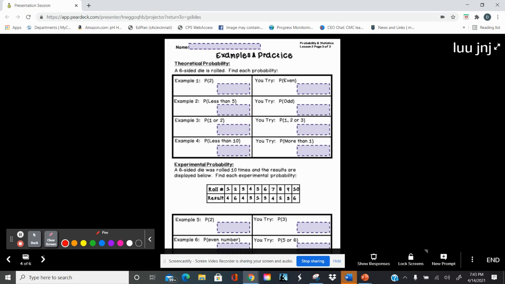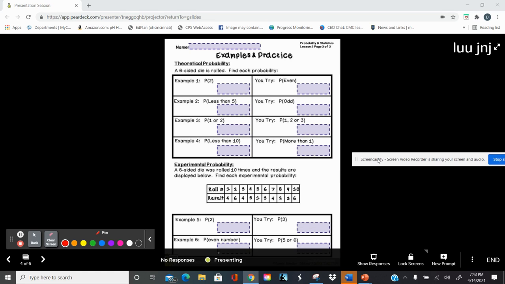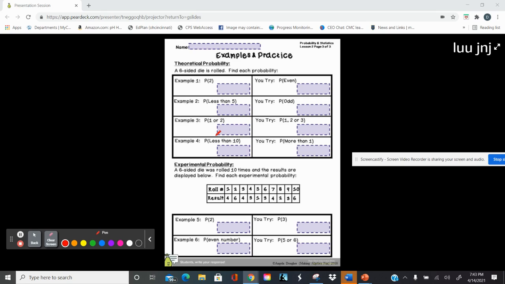another sample. So now we're doing experimental probability. And again, what is experimental probability? It is what we actually get. It's the actual results. So since we're not in person, we've already rolled the die. So we've already got the results. So we're just going to use what we have, okay? All right. So a 6-sided die was rolled 10 times, and the results are displayed below. So we're going to find the experimental probability.